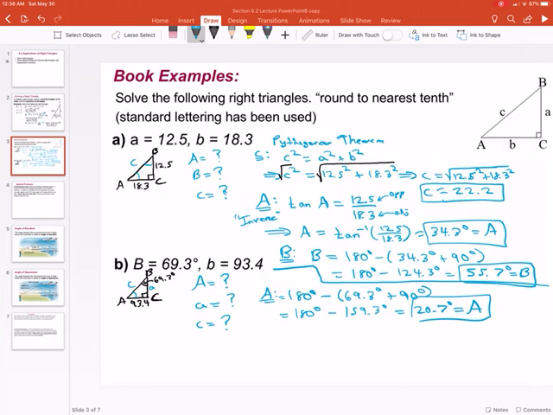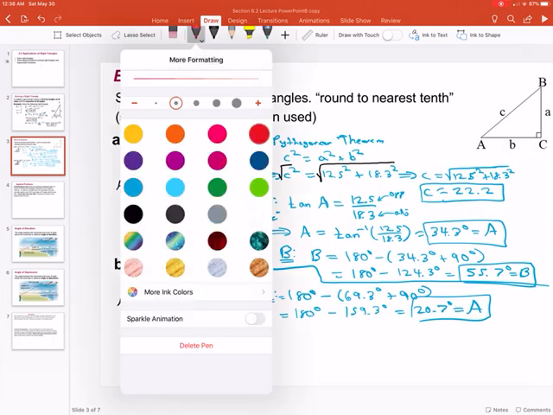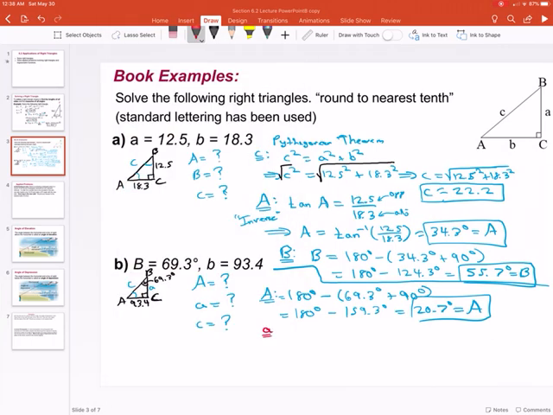All right, now let's go find side A. I'm going to do my work in a different color. Let's think about what we have in front of us. We have angle B and side B, right? So if we wanted to find side A, we could use the tangent function. Different ways to get there. We also have angle A given, so we could use that, but I'm going to use angle B.